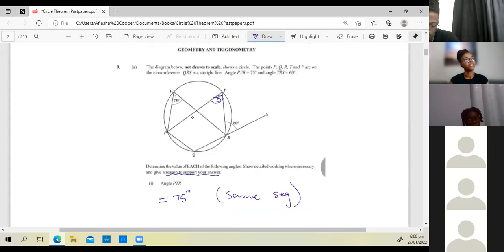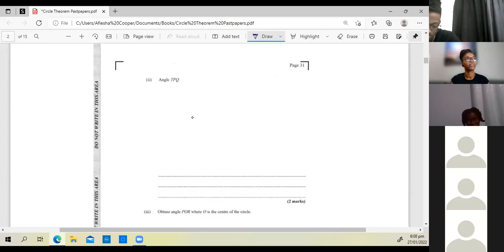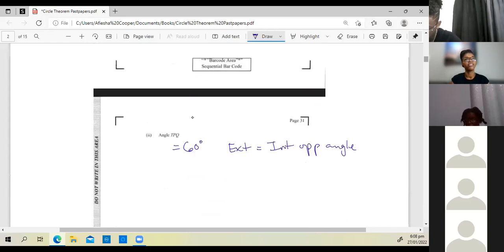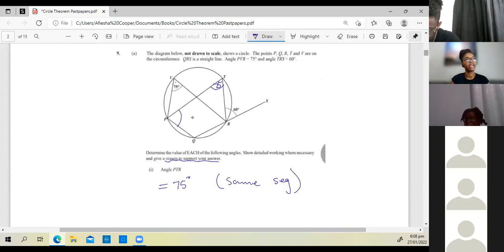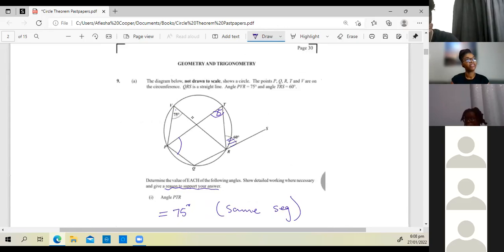TPQ, T to P to Q. So right here, how much is that? 60. Why is that? The exterior angle formed is equal to the interior opposite angle. Nice. Exterior, so they gave you that 60 out there. So this is going to be equal to the interior opposite. So you see every question is going to look a bit different with how the exterior and interior looks.